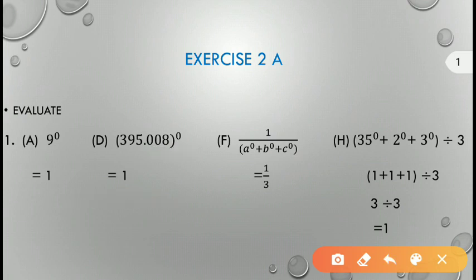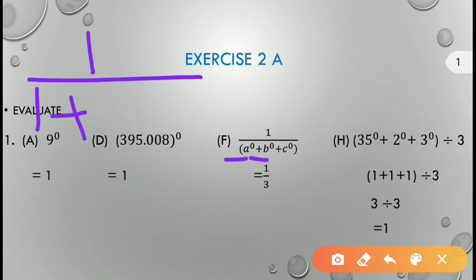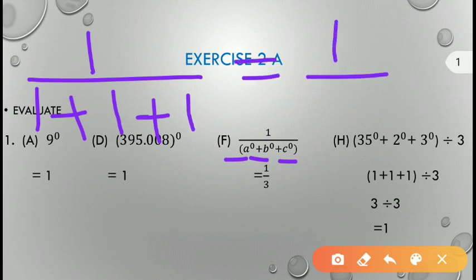Next is 1 upon a to the power 0 plus b to the power 0 plus c to the power 0. In this question, first of all, a to the power 0 means the value will be 1, then plus b to the power 0 means the value will be 1, then plus c to the power 0 means the value will be 1. So it is 1 upon 1 plus 1 plus 1, which will give you 3. 1 by 3 is your answer.